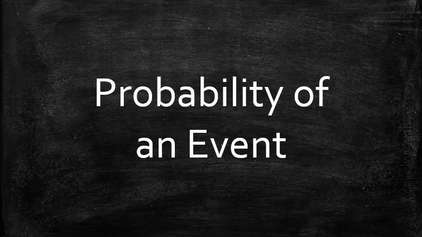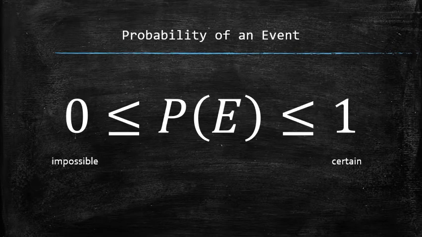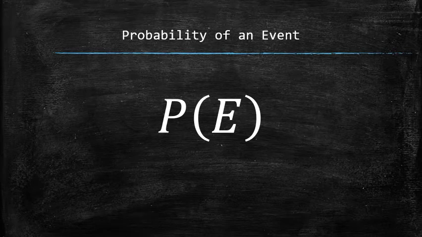Next, we will discuss how to find the probability of an event. We already know that the probability of an impossible event is 0, and the probability of a certain event is 1. As a result, the probability of any other event must be between 0 and 1. The question that we will try to answer next is about how to find the probability of any given event.